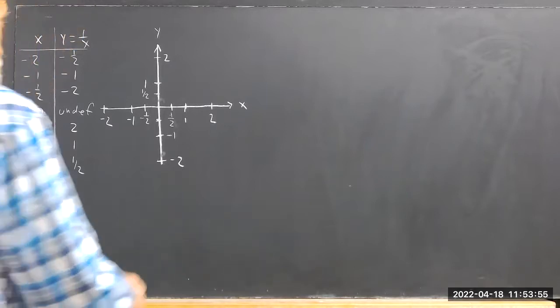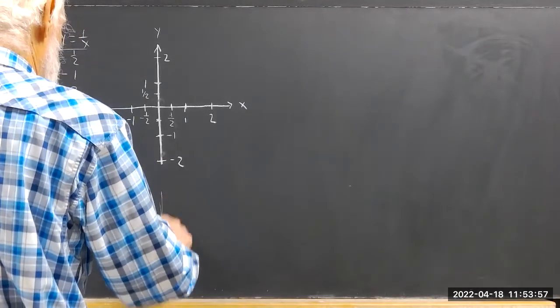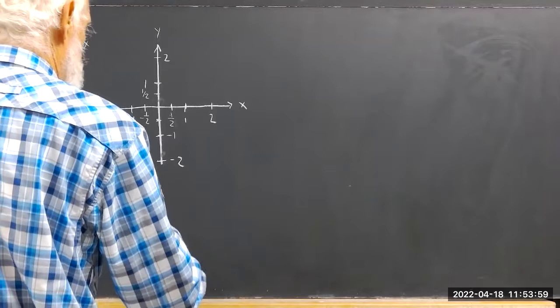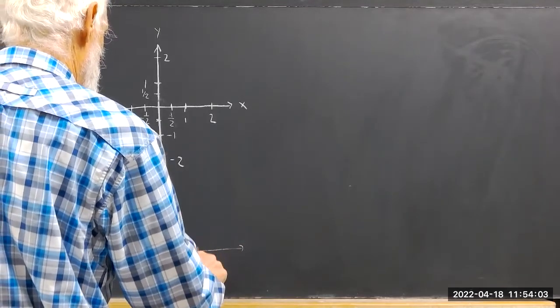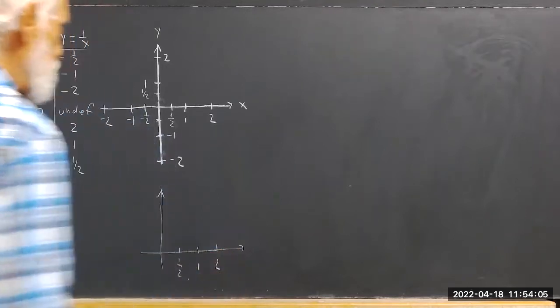Now, what I see a lot is I see graphs that look like this. I'll just do the first quadrant to get the idea. Here's 1/2. Here's 1. Here's 2, equally spaced.